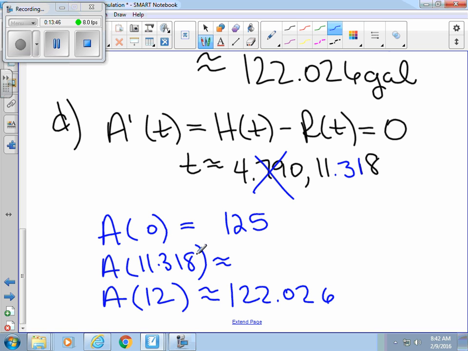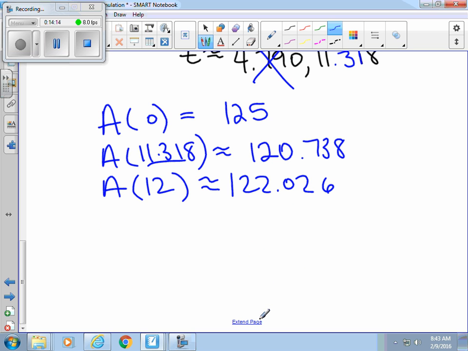Make sure when you use your calculator to find this value that you find it using the stored calculator value for the 11.318, not just 11.318. And so I'm looking for the absolute minimum, and that would be the 120. So what did the question ask? At what time? And so the time is 11.318.